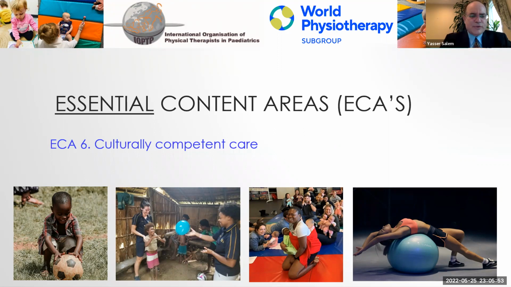For physical therapists to be culturally competent, think about the first step: the physical therapist should have the desire and motivation to be culturally competent. The other thing is cultural awareness. You should be aware of the cultural diversity, of the culture that the child is coming from, so you can understand exactly this. You should have a good knowledge of the culture of the child that you are working with. You should have the cultural skills to collect cultural data, to perform culturally based assessment, and also to provide culturally based intervention.